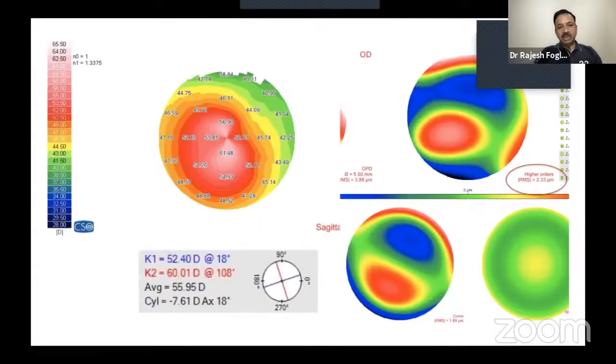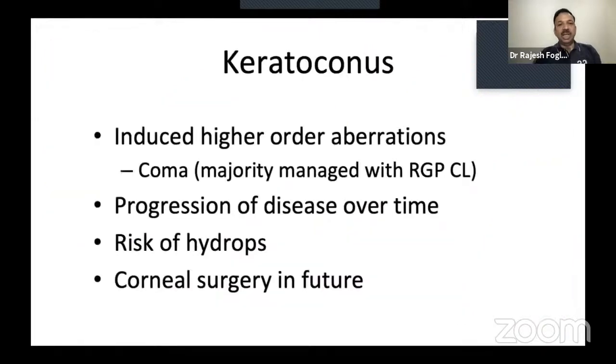Now, looking at a patient with keratoconus, we know that such a patient has a lot of induced high-order aberrations, typically coma, and this results in visual degradation and can result in dissatisfactory vision. In a majority of these cases, satisfactory vision is achieved only by using a rigid gas-permeable contact lens. Keratoconus is a disease which can progress over time, which means your refractive error and the astigmatism can change. In advanced cases, you can develop hydrops, and patients may require corneal surgery in future. So taking all this into account, is phakic IOL an indication?